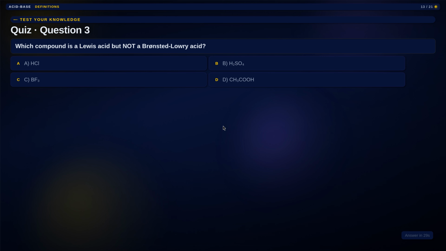The correct answer is C. BF3 is a Lewis acid because it accepts an electron pair into boron's empty 2p orbital, but it has no H+ to donate, so it is not a Bronsted-Lowry acid.